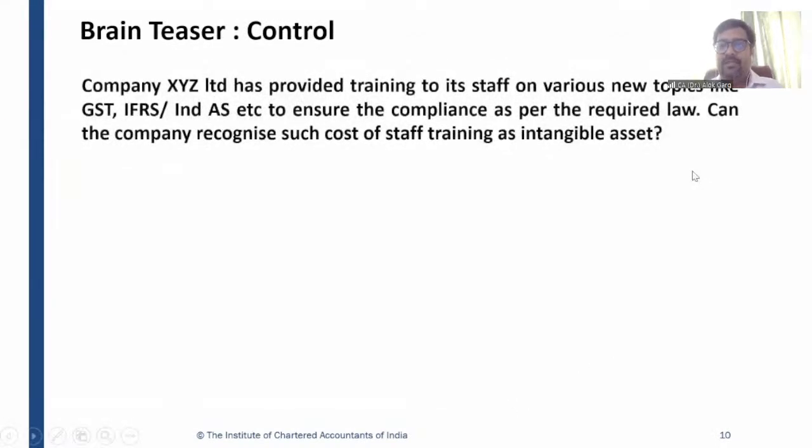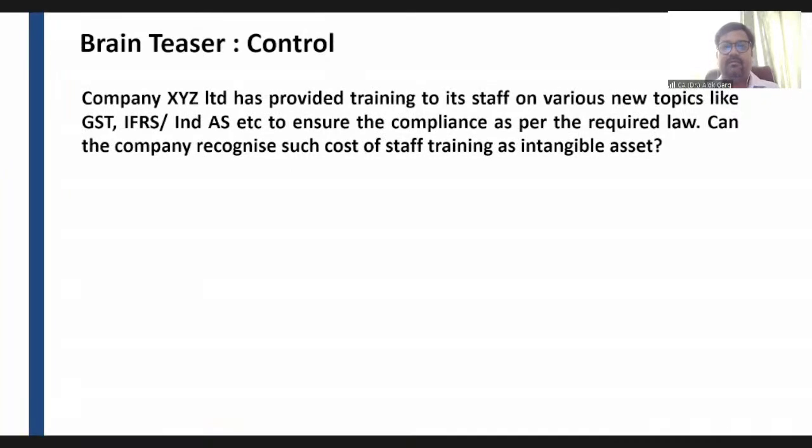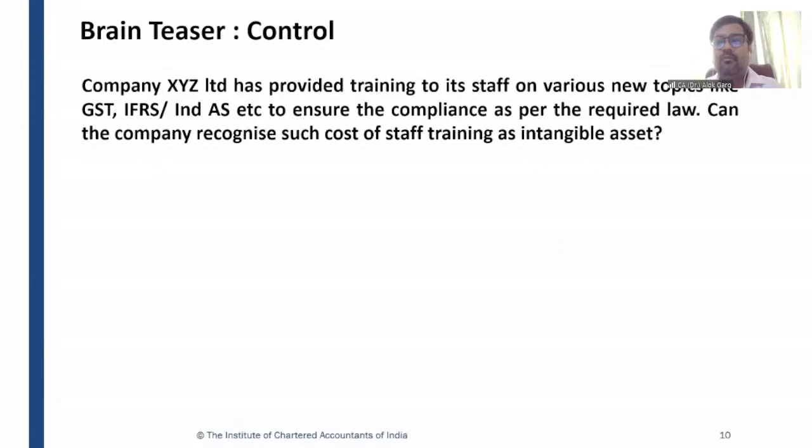So let's have a brain teaser on that. The company XYZ Limited has provided training to staff on various new topics like GST, IFRS, Ind AS, etc. to ensure the compliance as per the required law, right? Can the company recognize such cost of staff training as an intangible asset? Srinidhi, what is your view? Jay, Priya, Vidula, Sai, Mahendra, what is your view? Utkarsh, Megha, what is your view? Can the cost of staff training be recognized as an intangible asset?